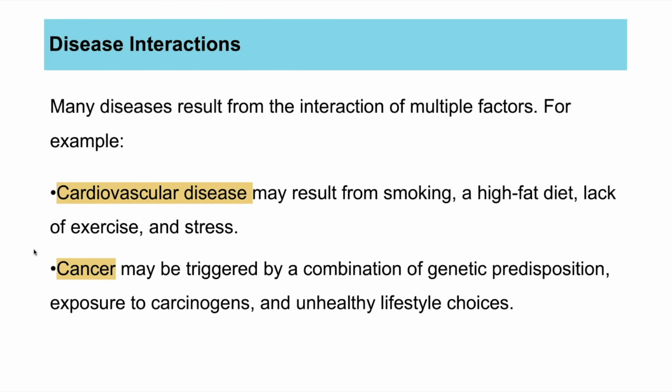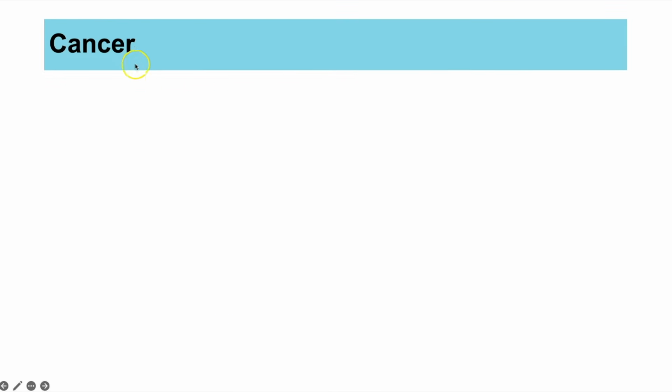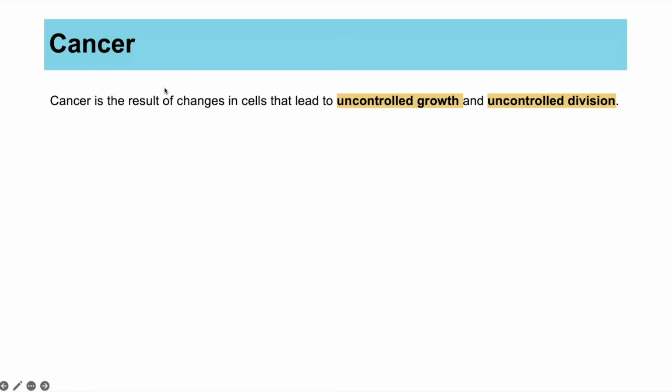Next is looking at interactions. So many diseases result from interactions of multiple factors. So there's usually more than one cause. Cardiovascular disease, for example, might be because someone smoked, they had a high-fat diet, really stressful life, not exercising, and all of those together interacted to result in the cardiovascular disease. Cancer might be triggered by maybe your genetics partially, but also exposure to carcinogens or ionizing radiation and unhealthy lifestyle choices. And that leads us on to cancer, and you do need to know a little bit about cancer.